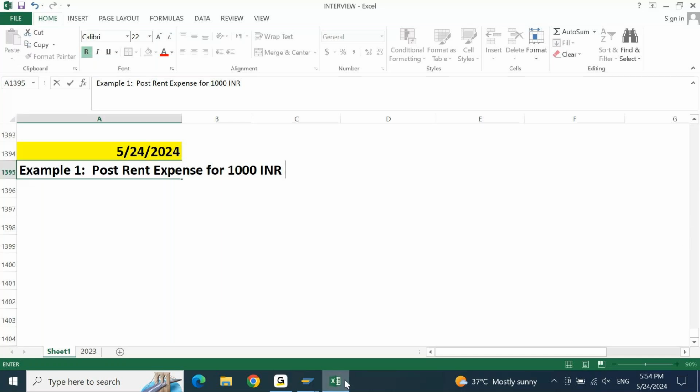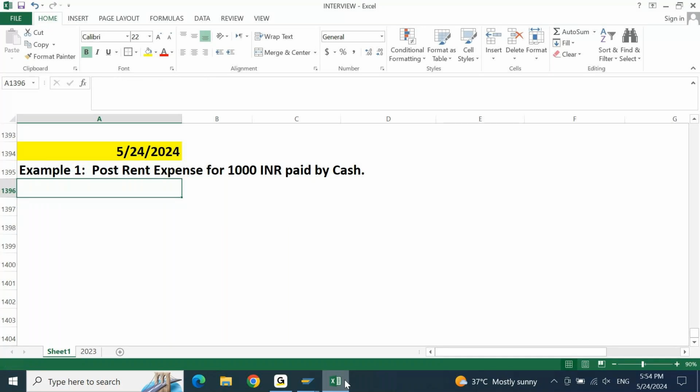Okay, I'll post rent expenses for 1000 INR paid by cash. Meaning the example is telling you clearly what to debit and what to credit. Now, according to this, your accounting entry will be rent account debit, cash account credit.